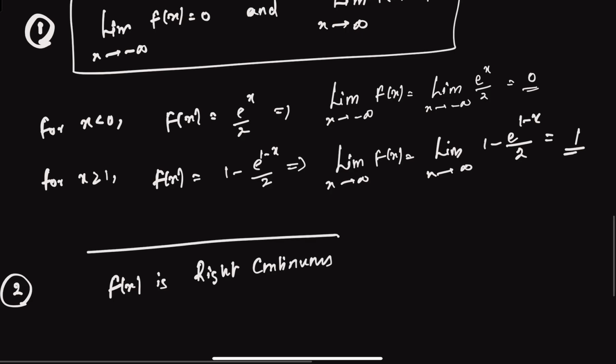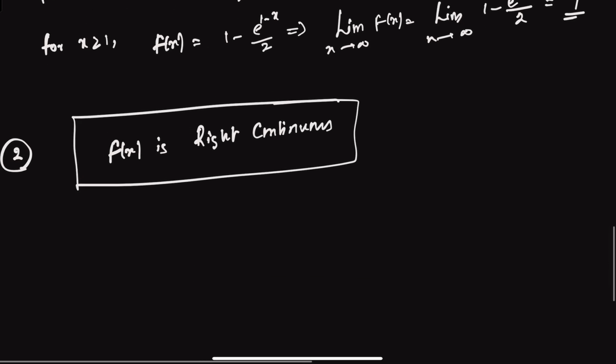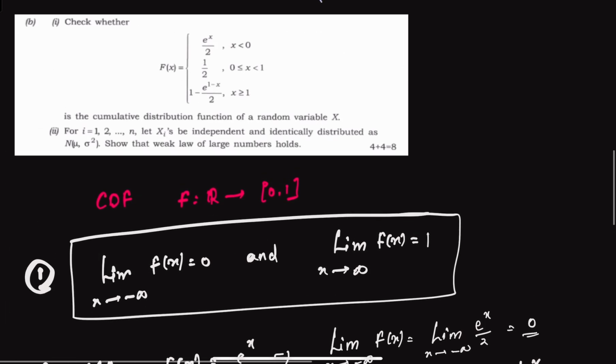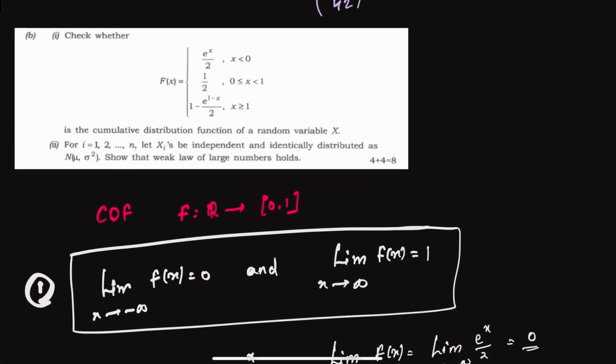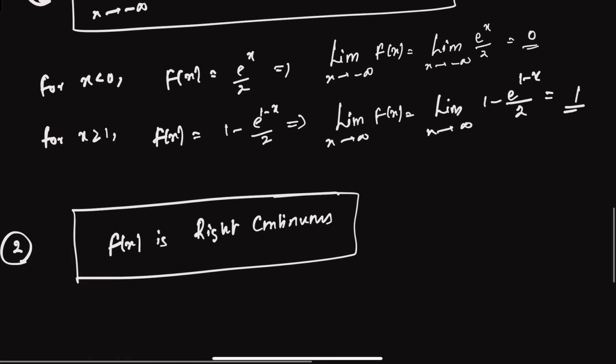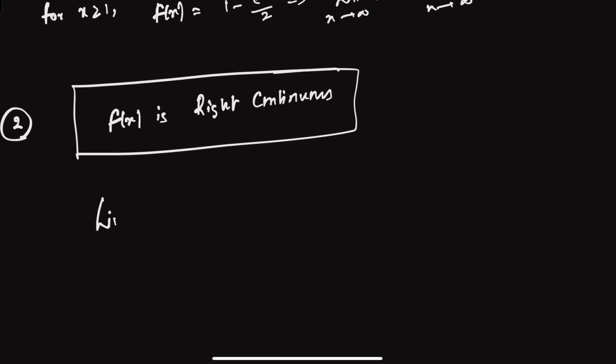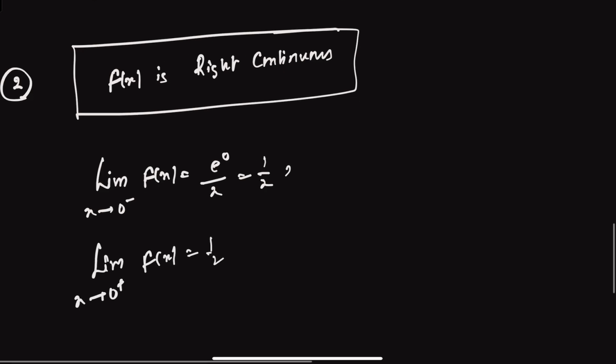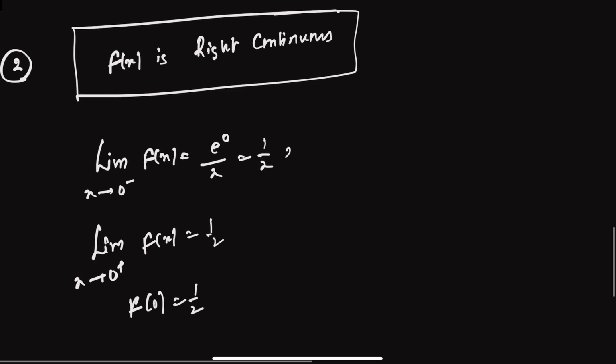We have to check whether this particular f of x satisfies the right continuity property. The potential points of change are at x equal to 0 and x equal to 1, so we can check whether it is right continuous at 0 and 1. The limit as x tends to 0 from the left of f of x is e to the power 0 by 2, which is 1 by 2, and the limit as x tends to 0 from the right of f of x is 1 by 2, and f of 0 is also 1 by 2. So it is right continuous at 0. In fact, it is continuous at 0.